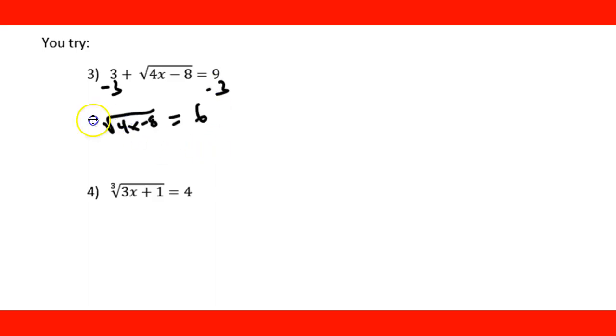Then to get rid of the square root, remember the index here is 2. So we're going to square both sides. The radical and the 2 would cancel. So I'm left with 4x minus 8 on the left, and on the right, we have 36. Now I'm going to add 8 to both sides.